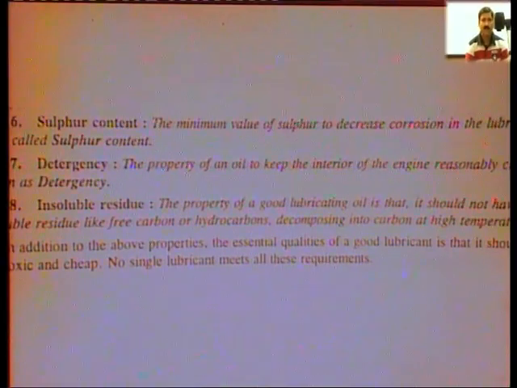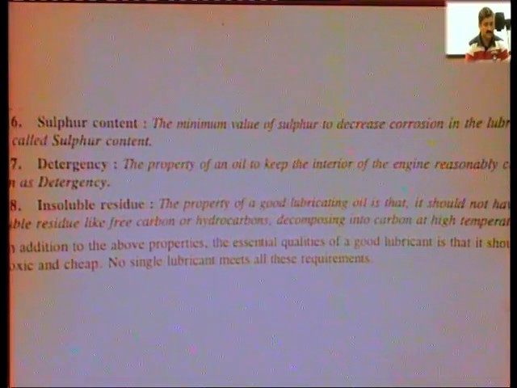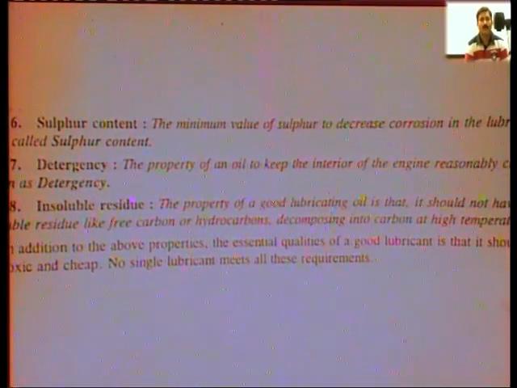It shows the minimum value of sulphur which will decrease the corrosion in the lubricating oil. It is called sulphur content. Next property is the detergency. Detergency is the property of an oil to keep the interior of an engine reasonably clean.